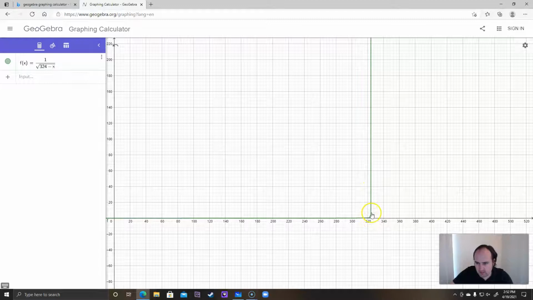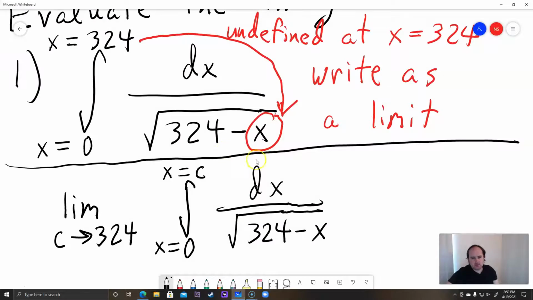Okay, that's 324. And the limit as c approaches 324 from the left is actually going to give us the value that we need. Okay? So that's what we're going to be doing there. And it's from the left because it's from the left on the picture.